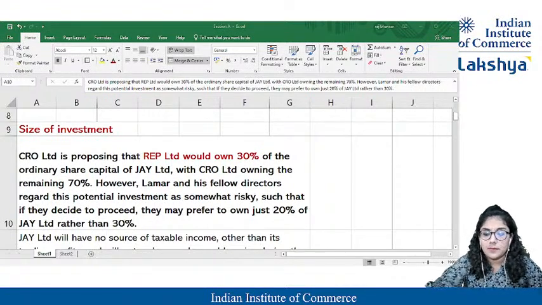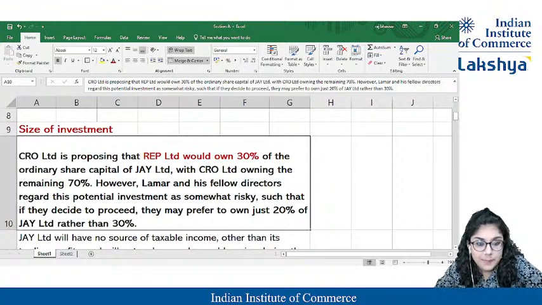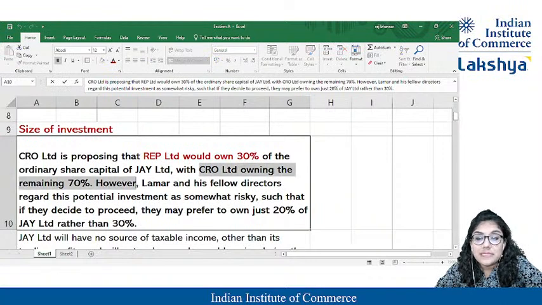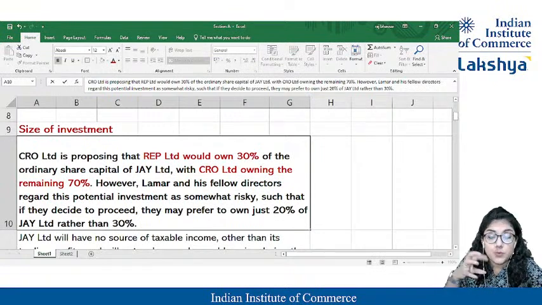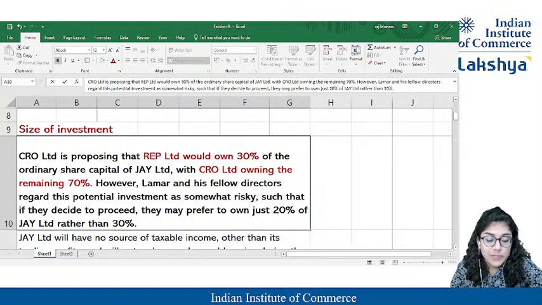Let's say, suppose REP is having 30% of the ordinary share capital of J, while CRO is having 70%. Can CRO control? No. For control, he needs 75%. But together, when CRO and REP come together, they hold 100%, which is again more than 75%.